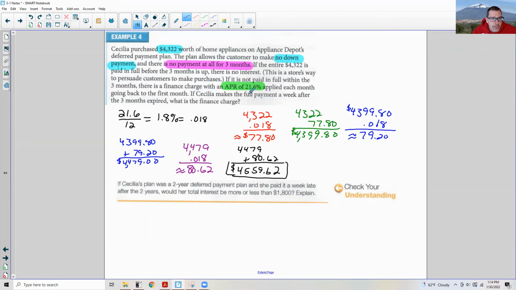So it says if Cecilia makes a full payment a week after the 3 months expired, what is the finance charge? Here's what she paid, and here's what the original price was. The difference is the finance charge. So you take $4,559.62 and subtract $4,322. The finance charge is 9 minus 2 is 7, 5 minus 2 is 3, 5 minus 3 is 2. There was a $237.62 finance charge over those 3 months.